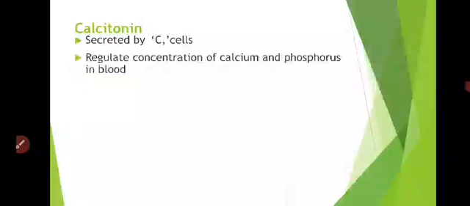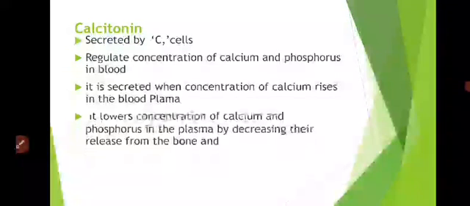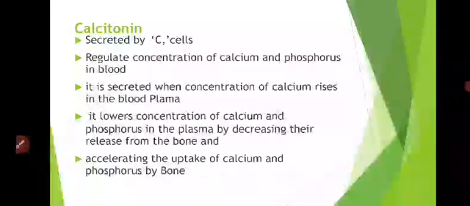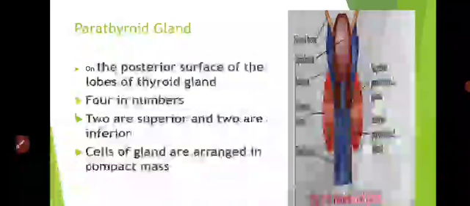Calcitonin hormone secreted by the C cells regulates the concentration of calcium and phosphorus in the blood. It is secreted when the concentration of calcium rises in the blood plasma. It lowers the concentration of calcium and phosphorus in the plasma by decreasing their release from the bone and accelerating the uptake of calcium and phosphorus by bone. It is under feedback control of the calcium concentration.